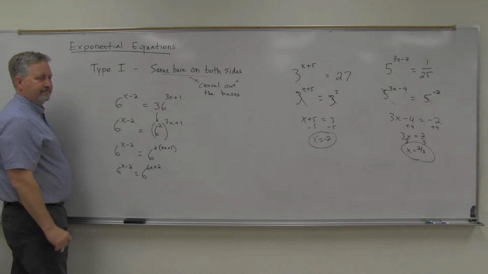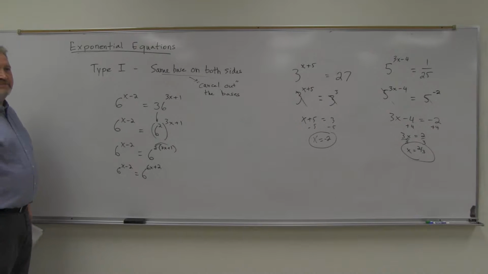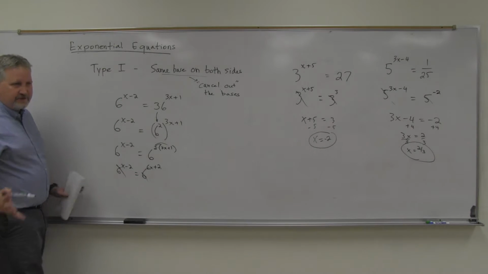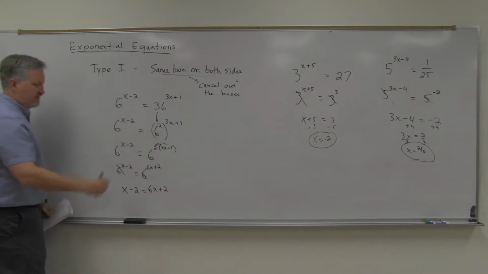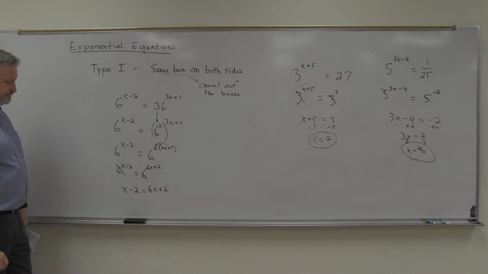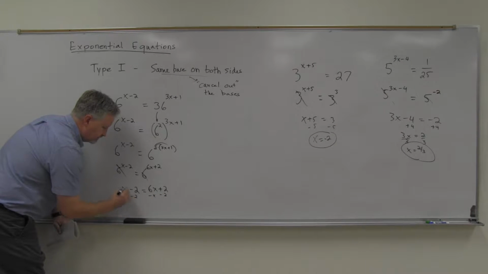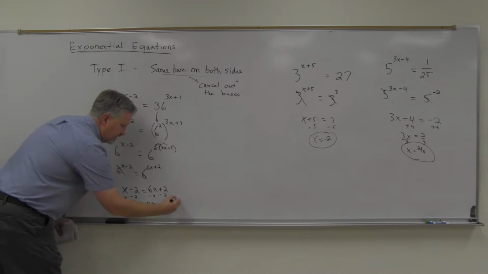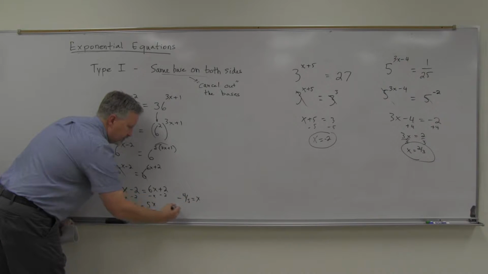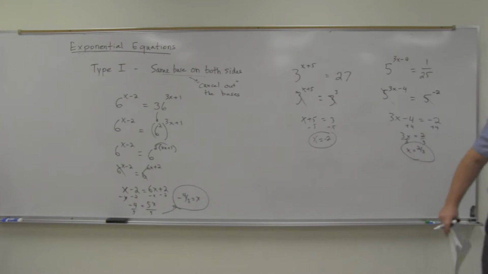Distribute the 2 there, make it 6x plus 2. Now I'm in business, because now same base, cancel out. So x minus 2 equals 6x plus 2. And then it's just solve accordingly. I'm going to subtract the x and then subtract 2 to get negative 4 equals 5x. You can do it the other way if you want. But divide by 5, then you got negative 4/5 equals x. Okay? Sound okay? Question on that one?